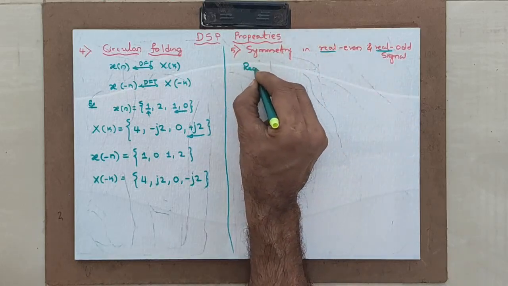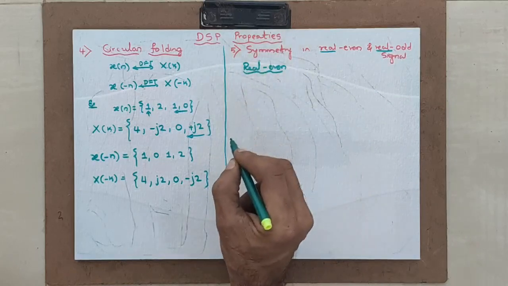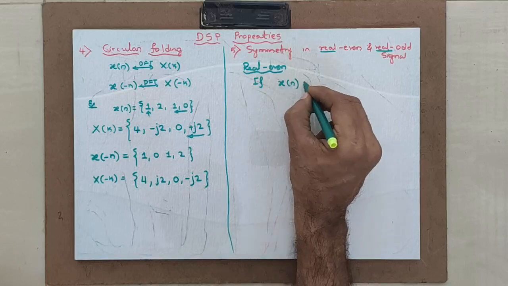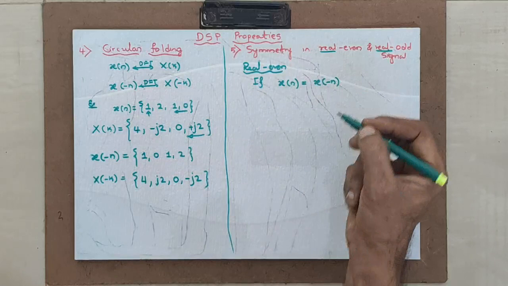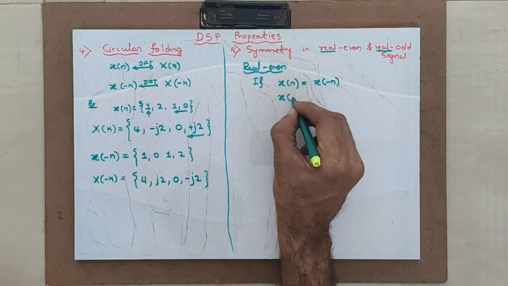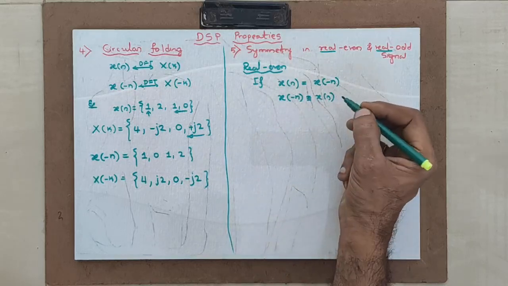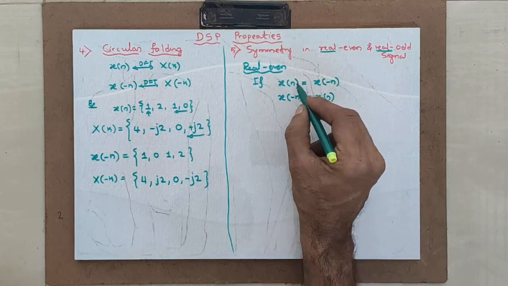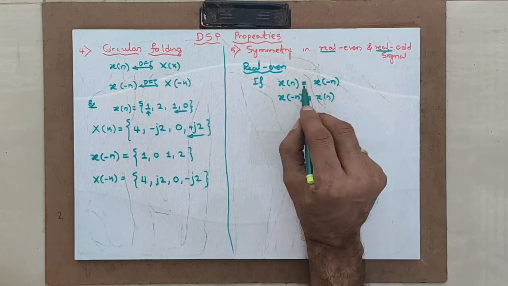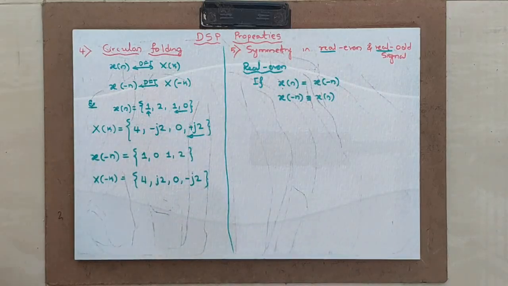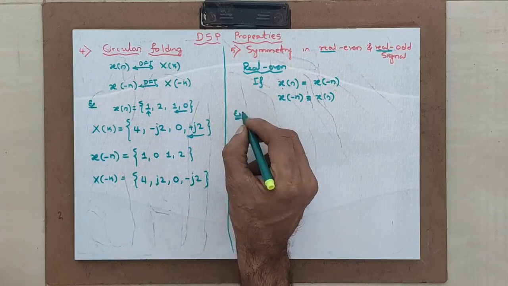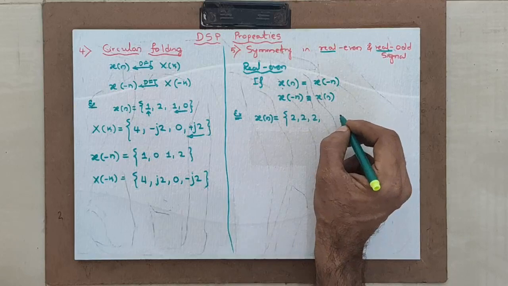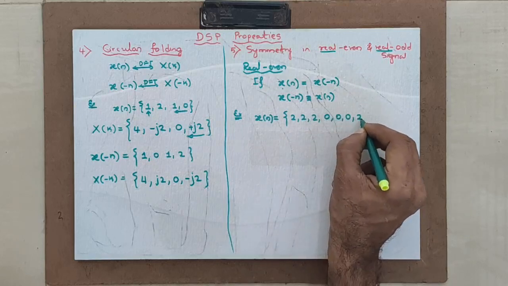Now, what is a real even signal? If x of n is equal to x of minus n, on the other side x of minus n is equal to x of n, then we call this signal an even signal. What is the meaning? The actual signal and the folded signal are both equal. For example, I will take x of n equal to 2 2 2 0 0 0 and then 2 2.